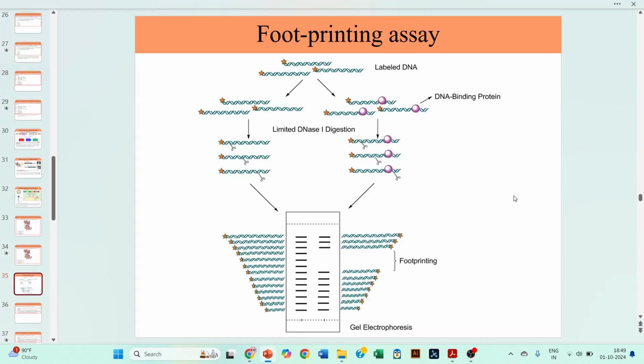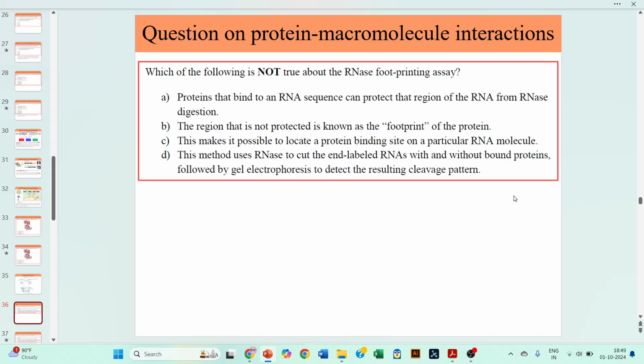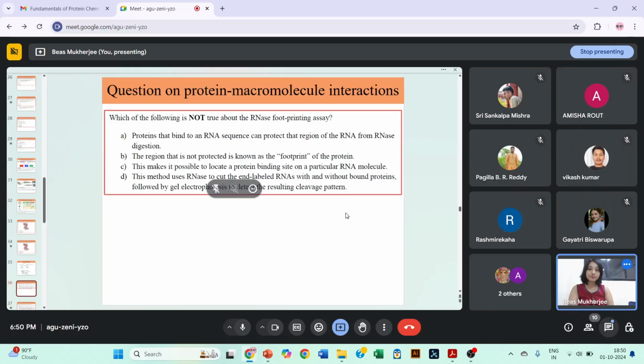So this is a very important method for studying protein DNA interactions. So this is a question on that. Try to solve it: which is not true about RNase footprinting assay? The figure we saw was about DNA footprinting. Here they are asking you about RNase footprinting.